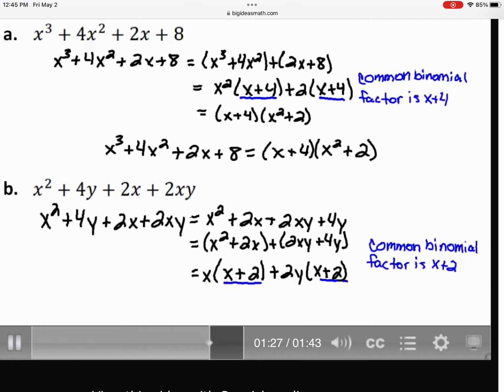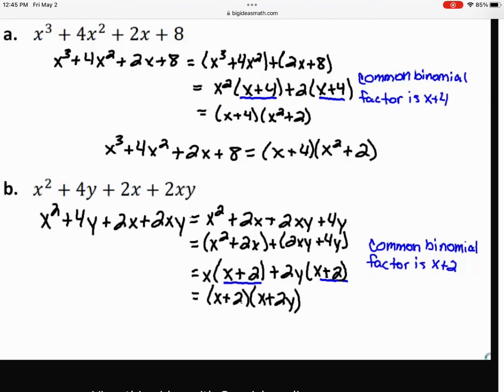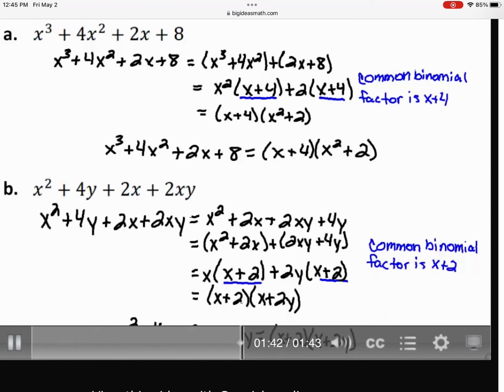Now you want to factor out the quantity x plus 2, giving you the quantity x plus 2 times the quantity x plus 2y. So x squared plus 4y plus 2x plus 2xy factors as the quantity x plus 2 times the quantity x plus 2y.